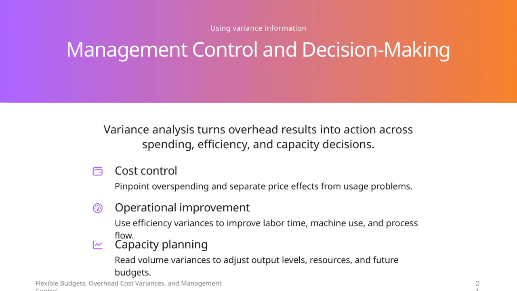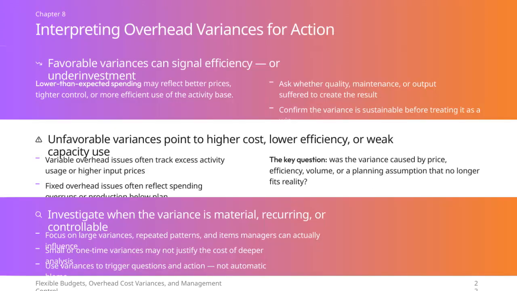In summary, flexible budgets combined with overhead cost variances equip management with the insights needed to control costs, improve operations, and plan capacity efficiently. When we look at overhead variances, it's important to understand what they're really telling us. Favorable variances might suggest greater efficiency, but they could also indicate underinvestment. For example, spending less than expected could be due to better prices, tighter control, or more efficient use of resources.